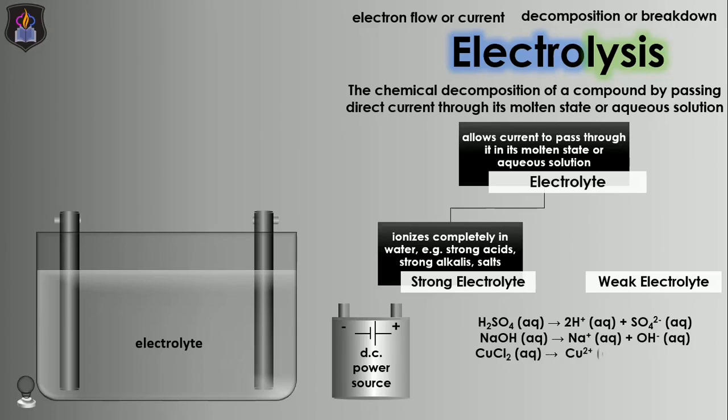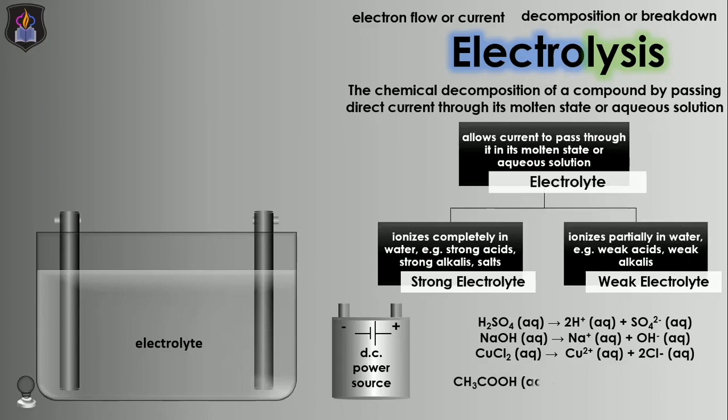Strong alkalis like sodium hydroxide and hydroxides of the group 1 metals, and salts such as copper(II) chloride, sodium chloride, copper(II) oxosulfate, potassium bromide, lead(II) bromide, and so on. A weak electrolyte undergoes partial ionization or dissociation in solution. Examples are weak acids like ethanoic acid and other organic acids, and weak alkalis like aqueous ammonia as shown on the screen.